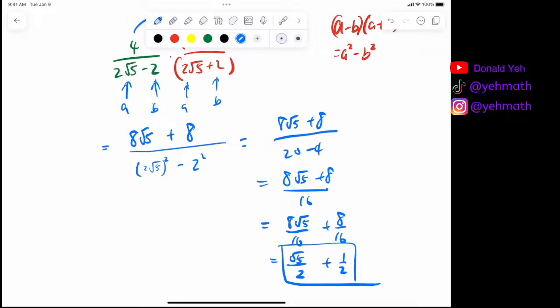You are going to see this on the test. Yes. Number 7.